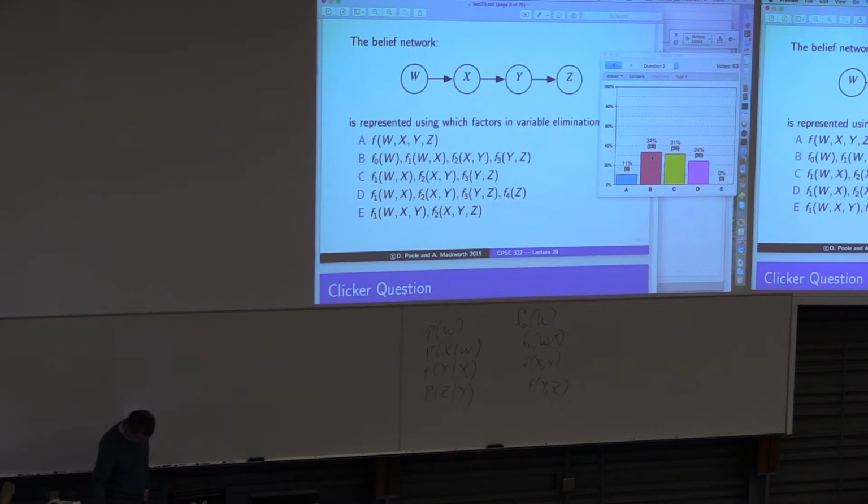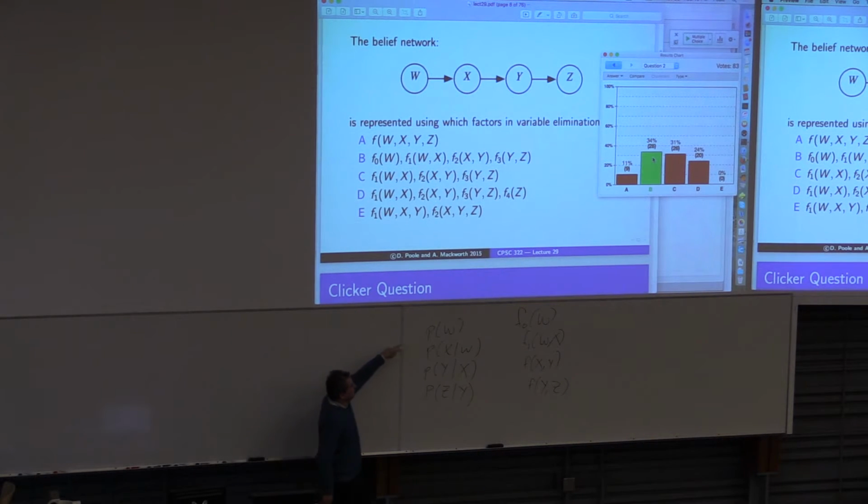The answer here is B. People said C, but there's a factor on W, so C is not right. D is the other way around. It's the same question as before, and you got that one, so you should get this one. Any questions on that? Each one of these just maps across to a factor.